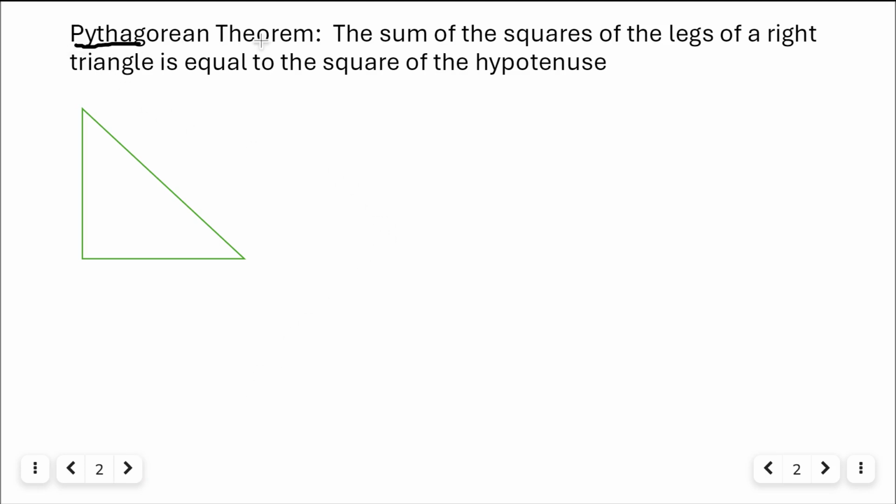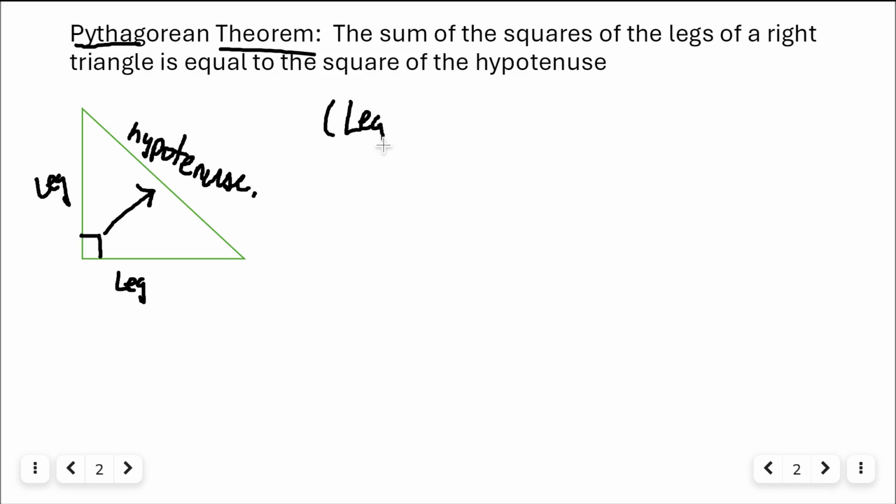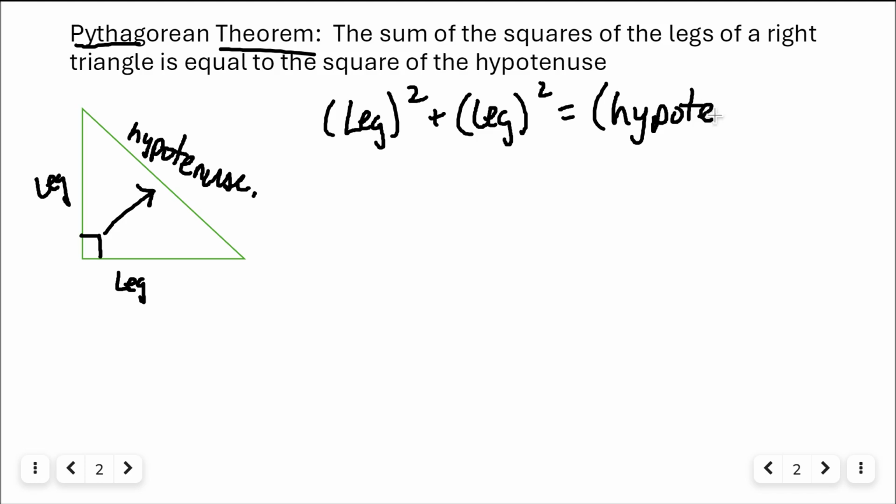So let's start with the Pythagorean theorem. The Pythagorean theorem says the sum of the squares of the legs of a right triangle is equal to the square of the hypotenuse. Very fancy. So if this is my right angle, the legs are attached to the right angle and the hypotenuse is always across from the right angle. So the Pythagorean theorem says the leg squared plus the other leg squared is equal to the hypotenuse squared.